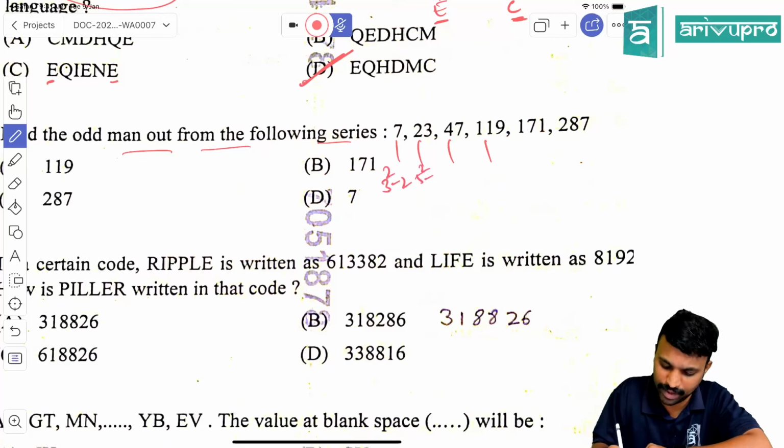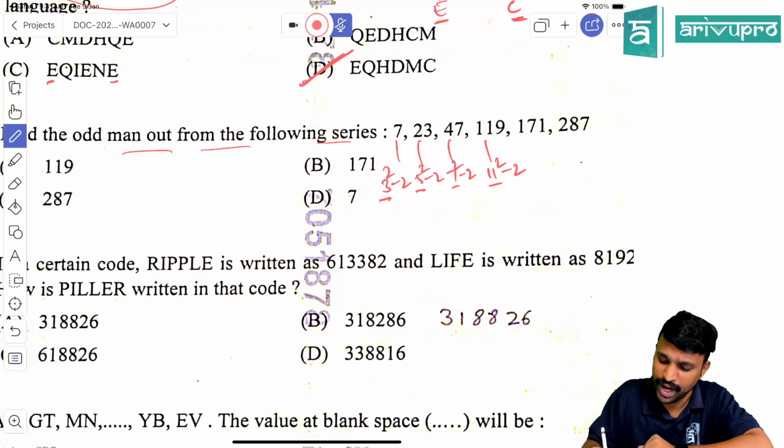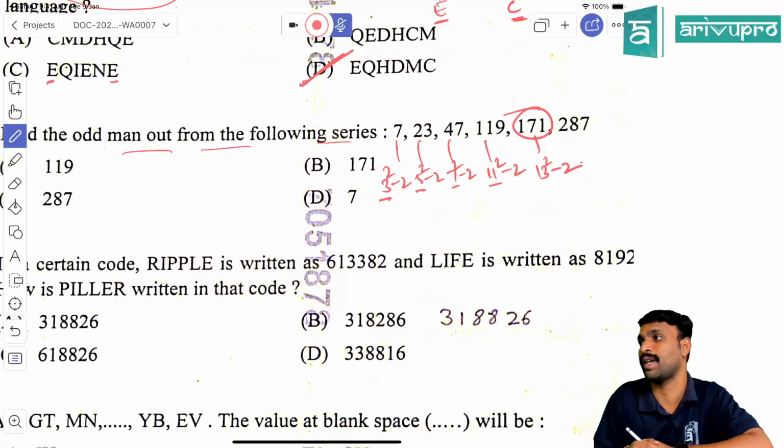This is 5 square minus 2. This is 7 square minus 2. This is 11 square minus 2. What are these numbers? Basically, these numbers are prime number square minus 2. Next prime number is 13 square. 13 square minus 2 is 167, but what they have given is 171. So clearly the odd man out is 171.